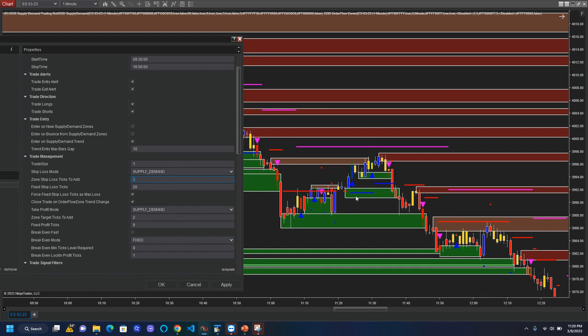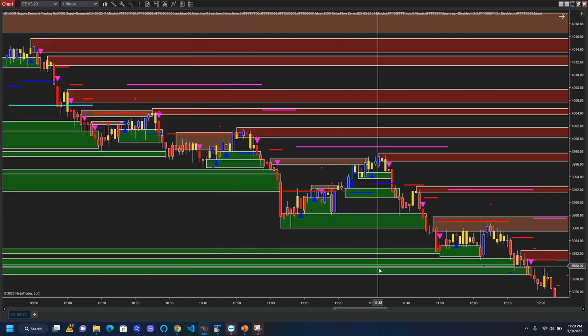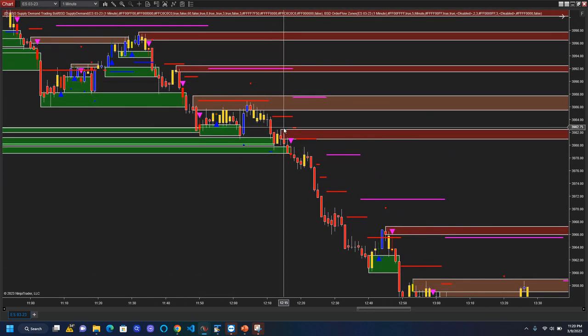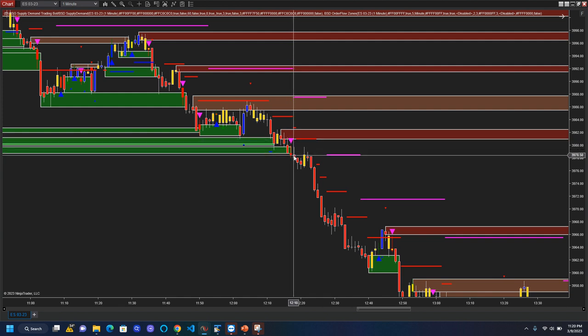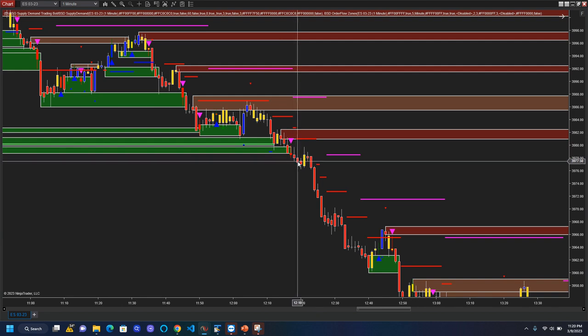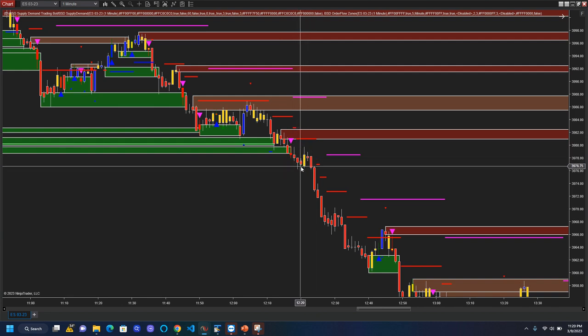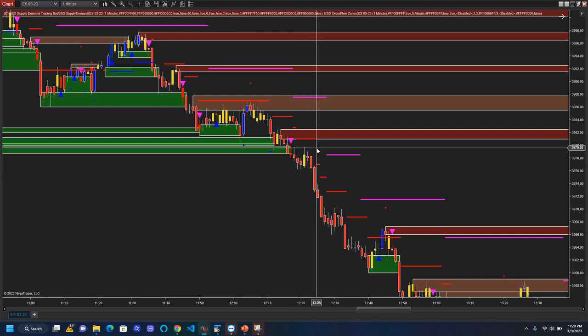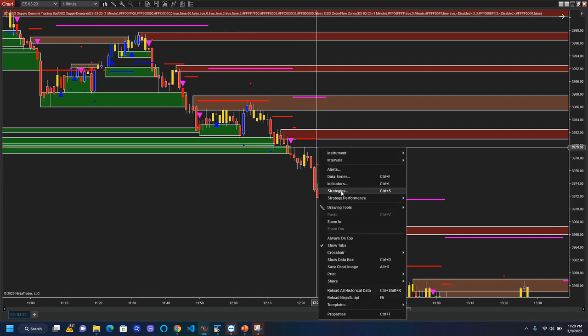Let's say you are... I think this is not a good example, but let me find a better one. Okay, this is a better example. Let's say you are entering a short trade right here. Since you enter the trade, look at the order flow zones bar color, either red or yellow, all the way down, all the way down.